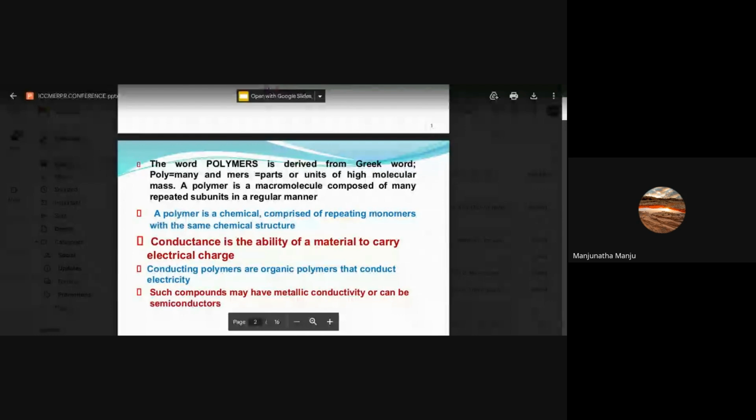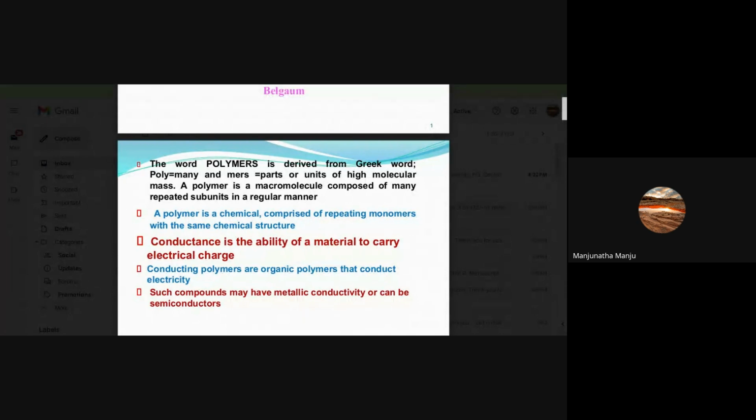So, first of all, why did I choose this topic? It is a very interesting area. Nowadays, everything depends upon polymeric materials. That's why I concentrated on this topic. So this is information regarding polymers, the importance of polymers, applications of polymers, types of polymers, classification, examples, and so on.